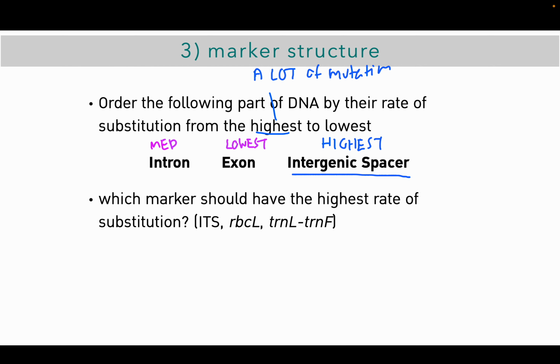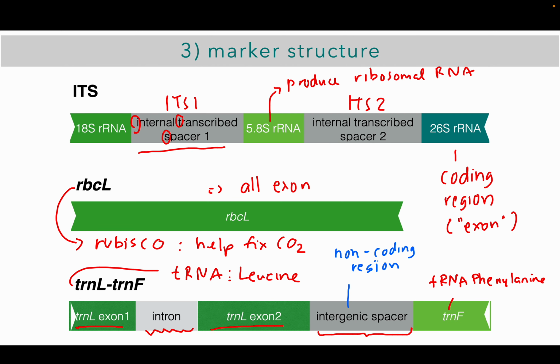All right, I'm going to go back to that structure here. Or maybe I should start with an easier question, right? Which one definitely should have the lowest mutation? RBCL, because it's all exon, right? So we start from low to high here. The lowest one should be RBCL, because it's all exon, right? It has a slow mutation rate. What about ITS and TRNLF? Which one do you think has the higher mutation rate?